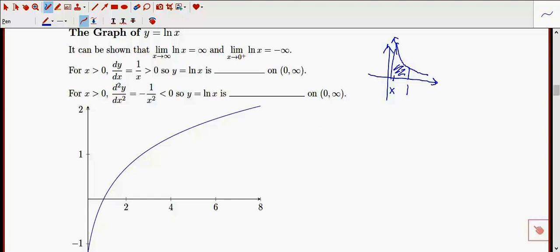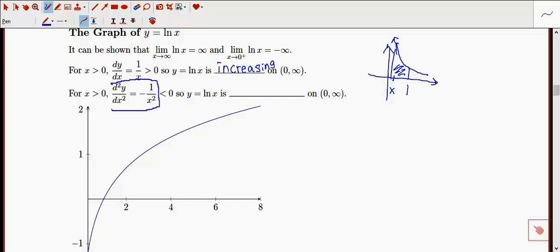Now for x bigger than 0, the derivative of the natural log function is 1 over x, which is also bigger than 0. So y equals ln of x is increasing on the interval 0 to infinity. And this is the knowledge that we learned from calculus 1.